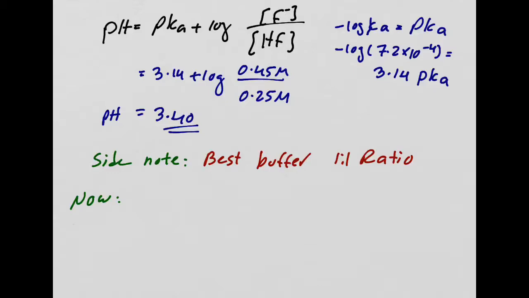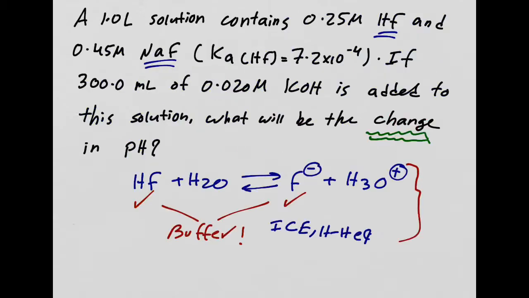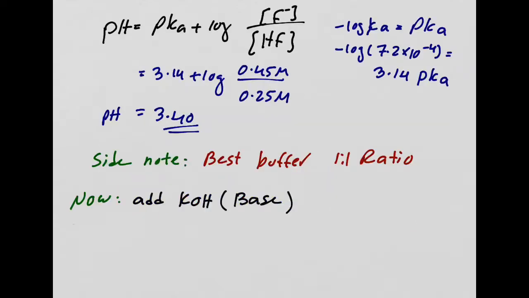We are adding KOH. Now, what is KOH? KOH is a base. If you add KOH to this solution, let's check this out. A base would not be attracted to a base. Base on base does nothing. But when you add KOH, KOH is going to be attracted to hydrofluoric acid. So base will not react with the base, but base will react with the acid.